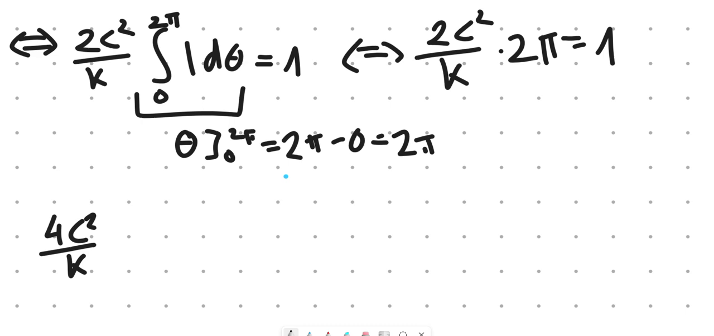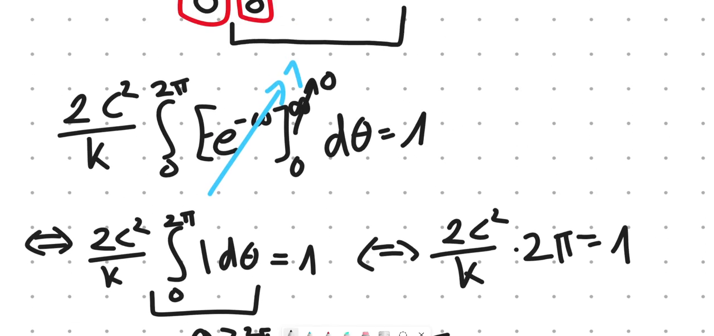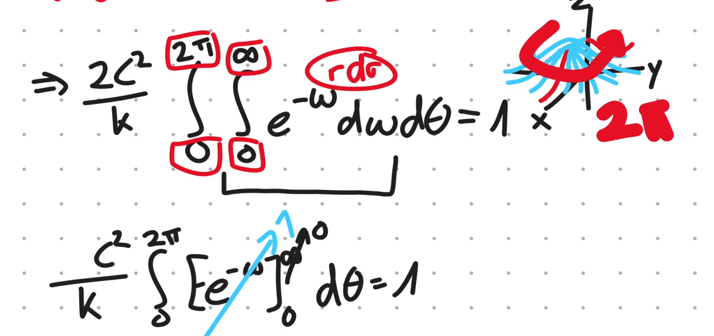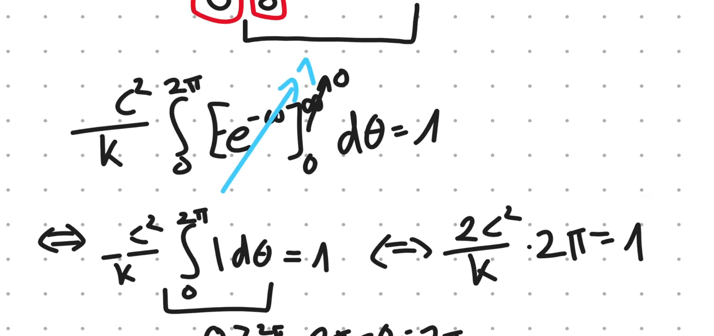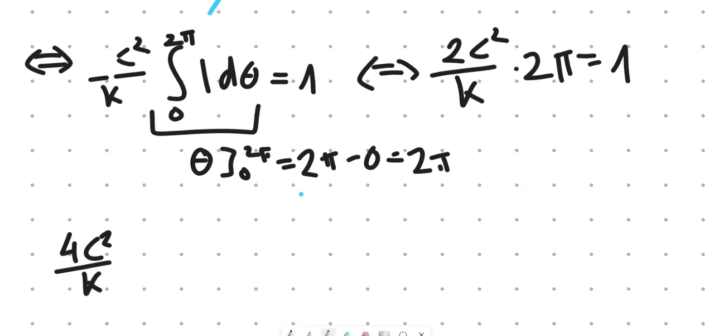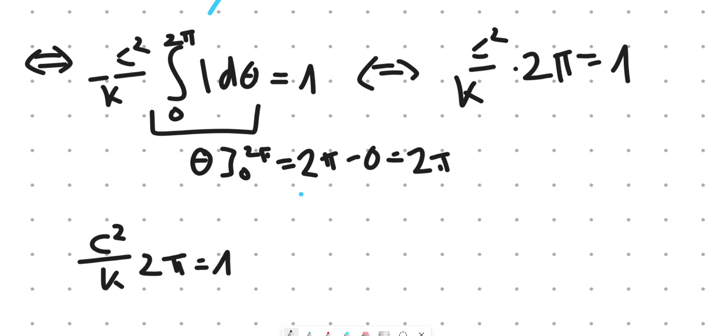Or I think I made a mistake. I've made a mistake: the 1/2 will cancel out with the 2. So the 2 is already cancelled out here, since we have the 1/2. We had the 1/2 at the top and the very bottom. So we had the 1/2 here, over here, and the 1/2 will cancel out with the 2 here. So we don't have the 2 here, and now we have the 2. So I'm sorry for this mistake. It's going to be 2c squared. So c squared over k times 2 pi is equal to 1.